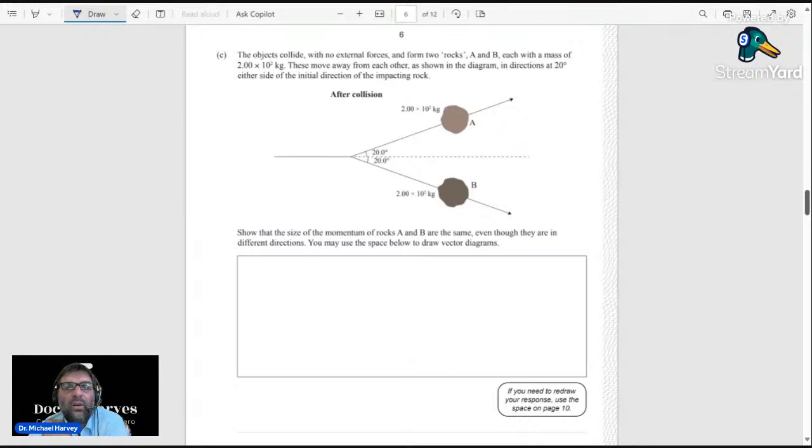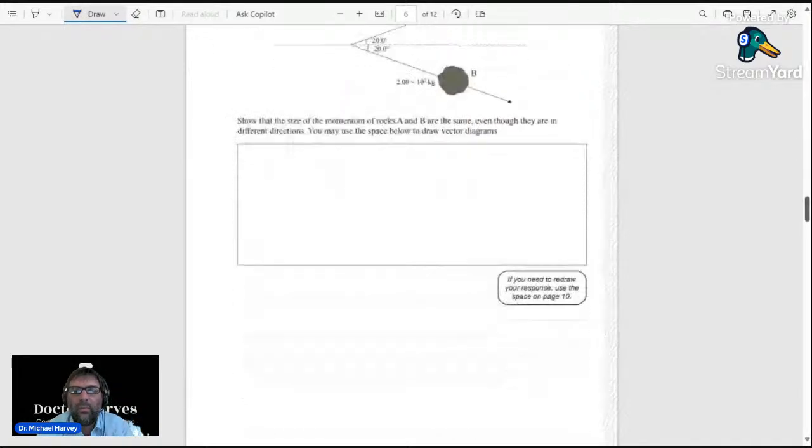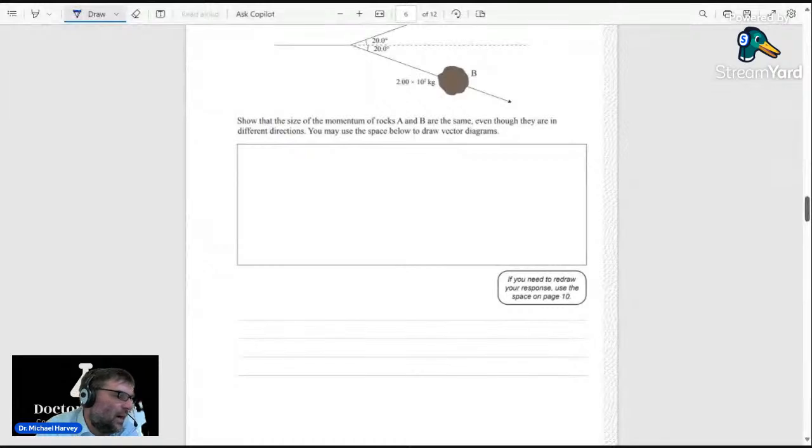Now the objects collide with no external forces and form 2 rocks, A and B, each with a mass. So we've got 2 masses. They move away from each other in a direction of 20 degrees. So here's our 2D momentum question. Show the size of the momentum of rock A and B are the same, even though they are in different directions, and they've even put a nice little box in there.